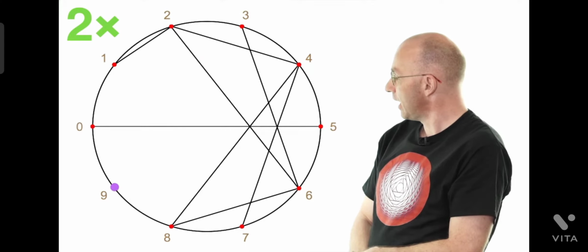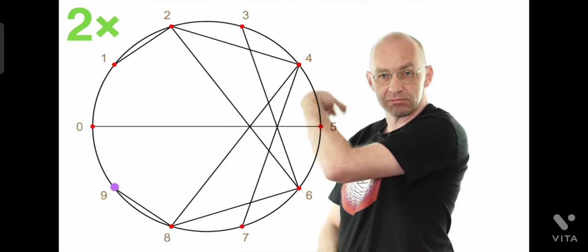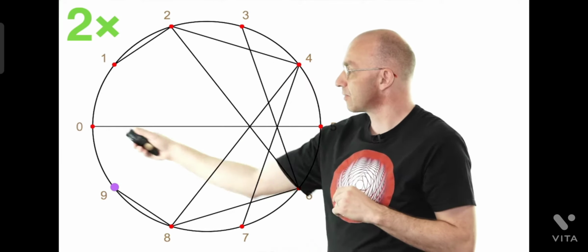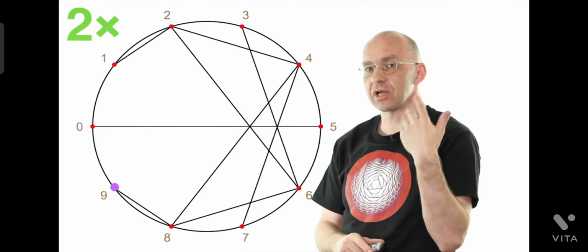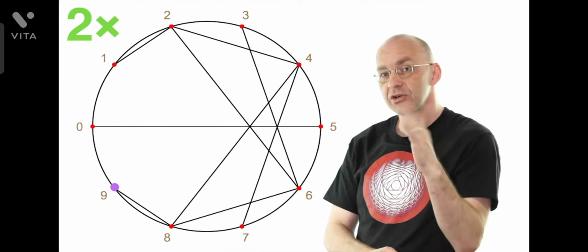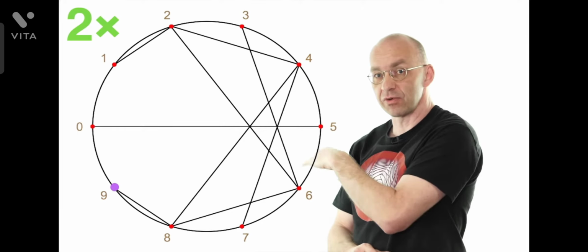And then you're at 9, and you've pretty much gone all the way around. Now you could go on. For example, we could now do 2 times 10, and 2 times 11, and 2 times 12, and draw in those connections. But actually, the connections are going to be exactly the ones that we've already drawn. So we can actually stop here.